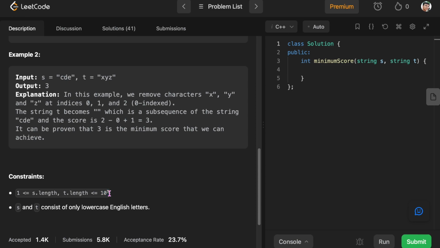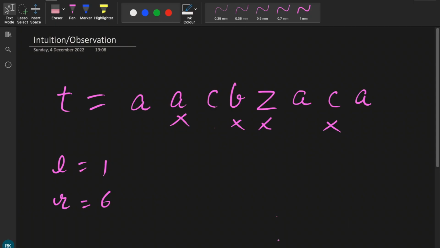Now let's understand the observation behind this problem. Let's assume we have a string t and we decided to remove 4 characters from it, that is A, B, Z, A, Z, C. So what will be the cost of removal of these 4 characters? Here L is 1 and R is 6. So the overall cost will be 6 minus 1 plus 1, that is 6. So the overall cost to remove these 4 characters will be 6.